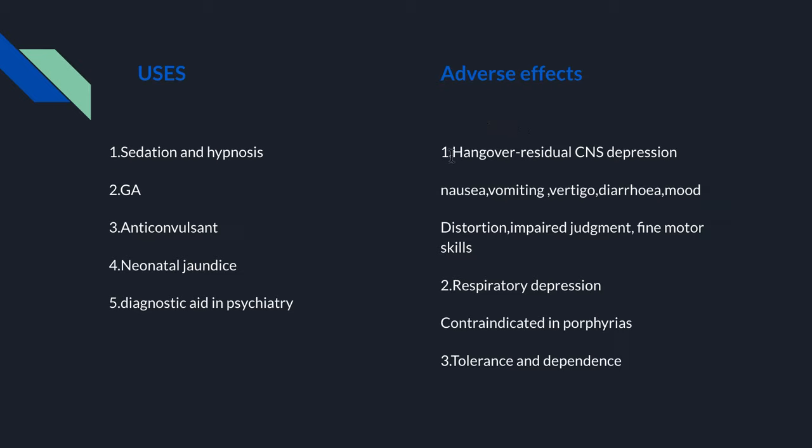Primarily being hangover, there is residual CNS depression associated with nausea, vomiting, vertigo, diarrhea, mood distortion, impaired judgment, and fine motor skills even after administration of the barbiturate. There is respiratory depression, and they're contraindicated in porphyria, where there is an increased buildup of porphyrins in the body. They have an ability to cause tolerance and dependence and require a higher dose.